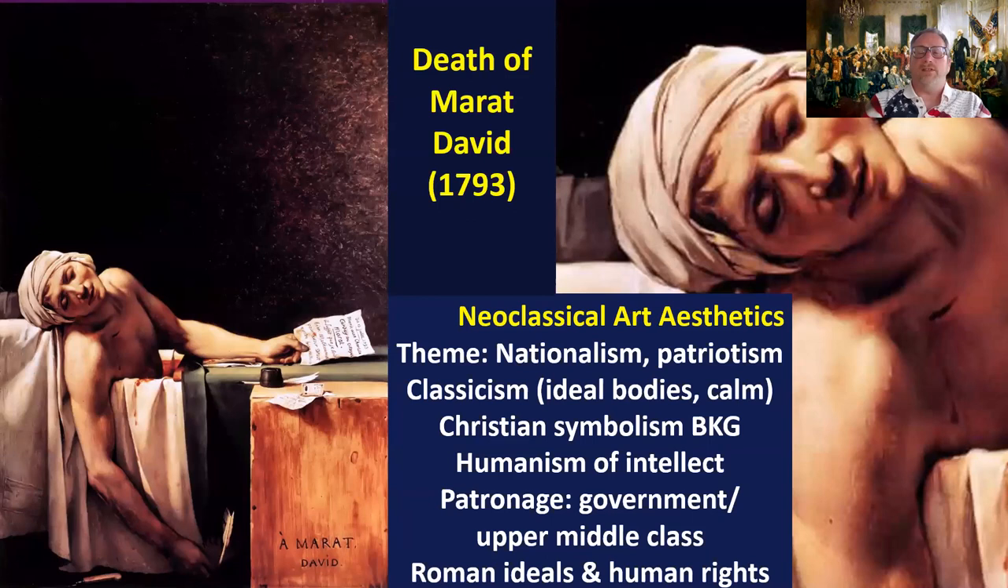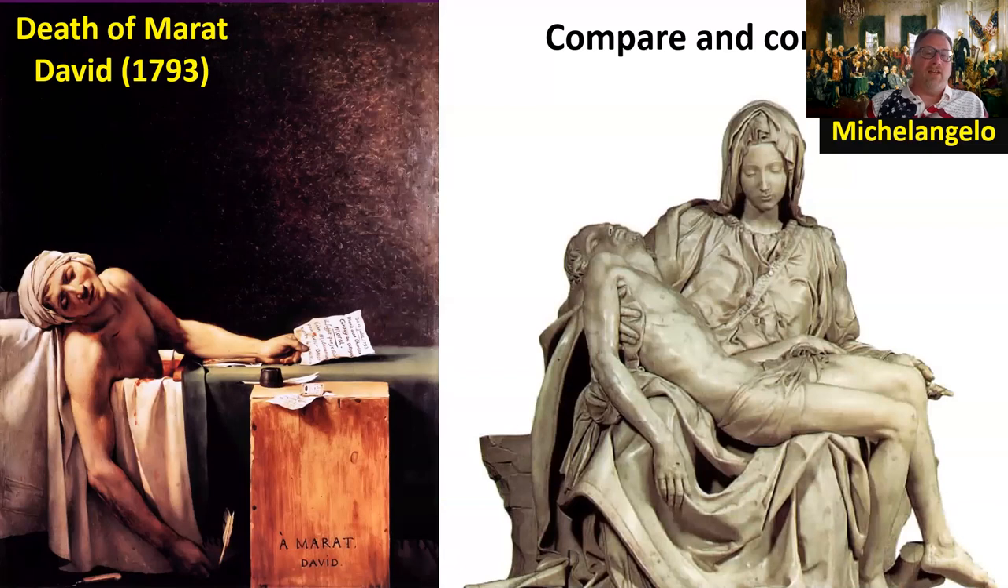Note, the neoclassical aesthetics are here right in the middle: nationalism, patriotism, classicism, beautiful idealized bodies, a beautiful Christian symbolism. Humanism of the intellect, patronage about the government and the upper class, and Roman ideals and human rights are showing up. In case you don't know who it is or who the artist is, it's even signed here, Marat, by Jacques-Louis David. The comparison, of course, is look at how close that is to the dying Jesus.